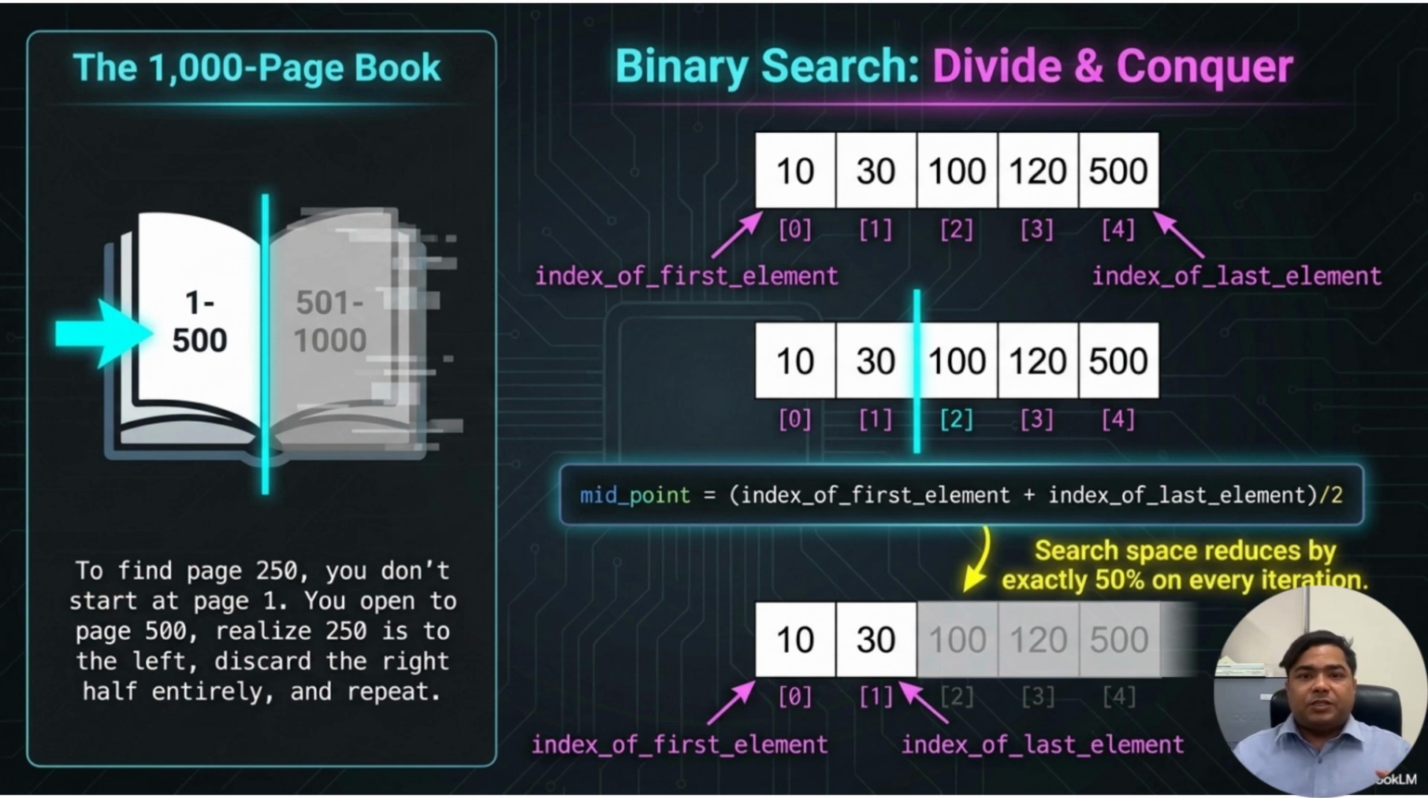If the search value is equal to the middle value, the search is finished. If the search value is smaller than the middle value, the algorithm ignores the right half. If the search value is larger than the middle value, the algorithm ignores the left half.